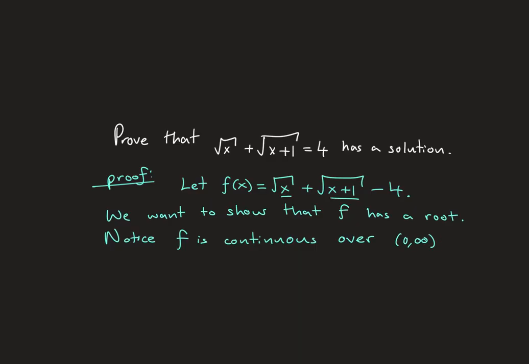Notice I can't allow any negatives. Well, this is the more restricted domain part of this function. So f is continuous over 0 to infinity. Also, notice, I want to use an x value that has a nice square root. So let's do f of maybe 4.